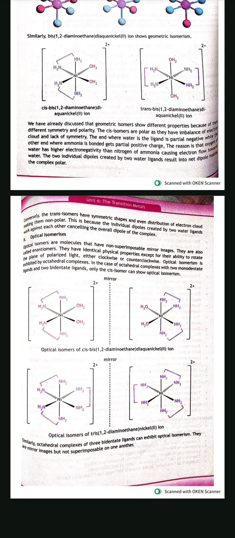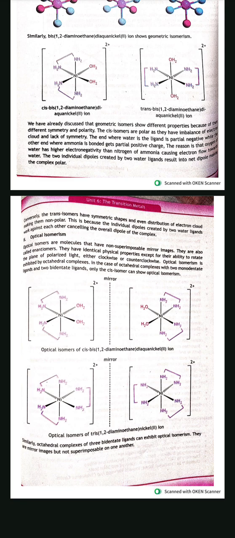Optical isomers. Optical isomers are molecules that have non-superimposable mirror images. They are also called enantiomers. They have identical physical properties except for the ability to rotate plane polarized light, either in the clockwise or the anti-clockwise direction. Optical isomerism is exhibited by octahedral compounds.